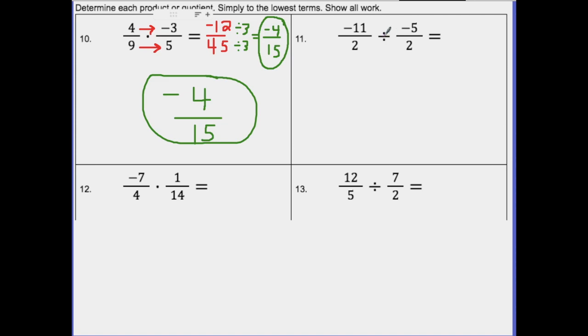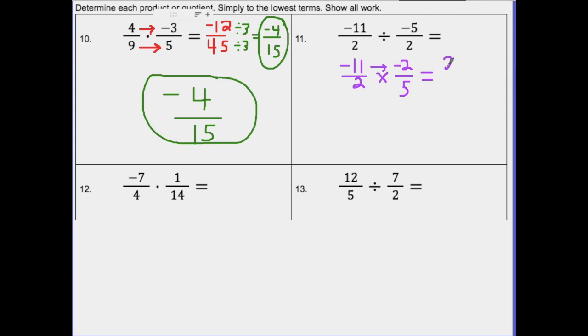All right, same with the next one here, number 11, but this is division. Remember, when we divide, we need to flip that second fraction because the inverse of dividing is multiplying. So then we also do the inverse of the second fraction. And now we can multiply straight across.